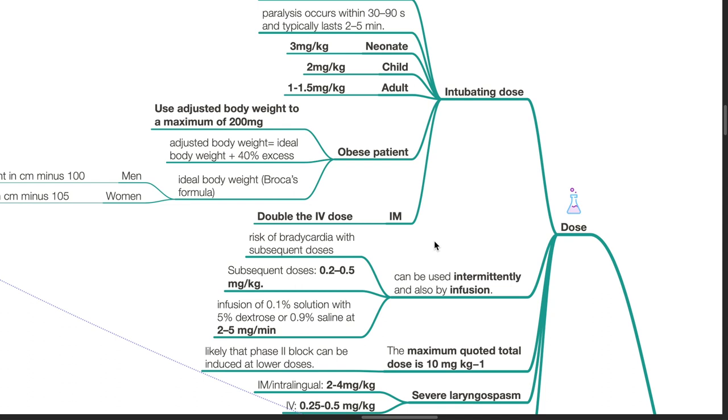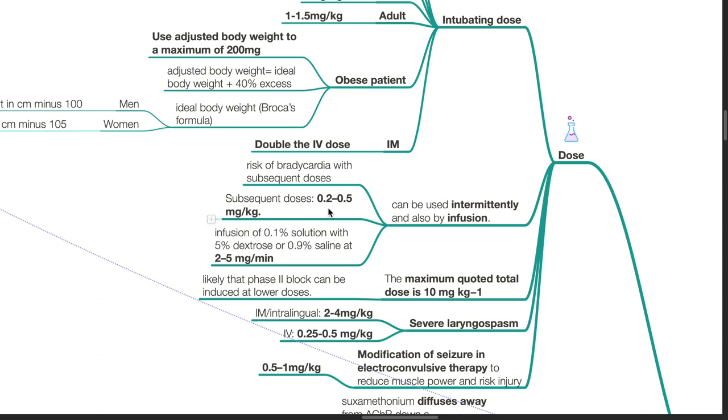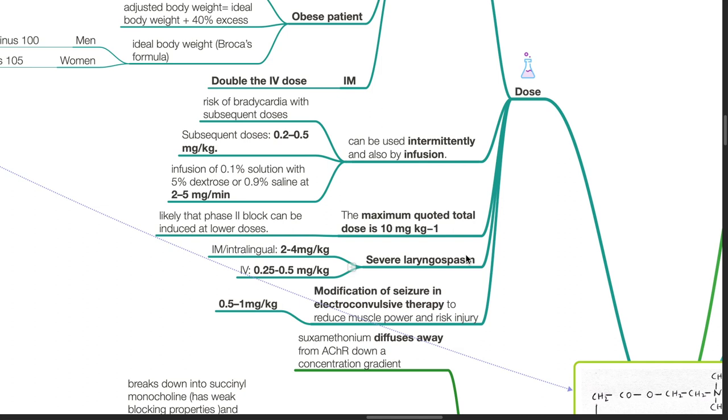Suxamethonium can be used intermittently at a dose of 0.2 to 0.5 mg per kg for subsequent doses, and also by infusion at 2 to 5 mg per minute, diluted to 0.1% with either dextrose 5% or normal saline. There is risk of bradycardia with subsequent doses. The maximum quoted total dose is 10 mg per kg, and it is likely that phase 2 block has been induced even at lower doses.